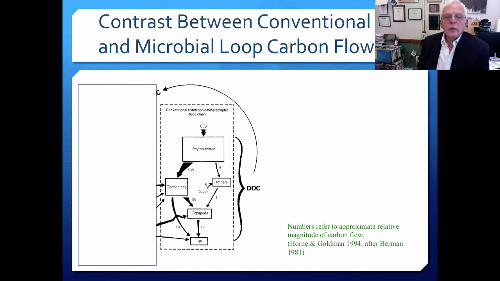Now, I want to contrast the conventional old-fashioned view of how lakes work with the microbial loop carbon flow. And I'll do that simply by using this mask over here. So here is how people used to think of aquatic ecosystems. Carbon dioxide comes in. It gets turned into phytoplankton by photosynthesis.